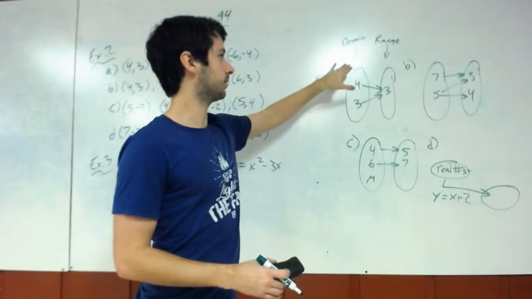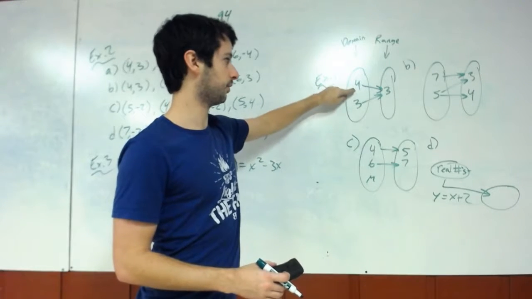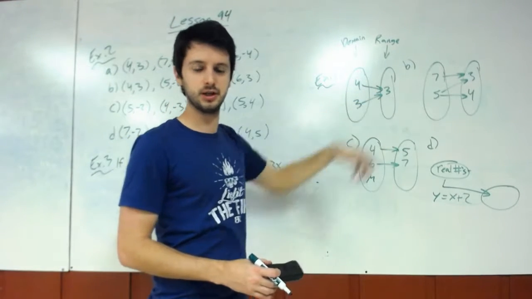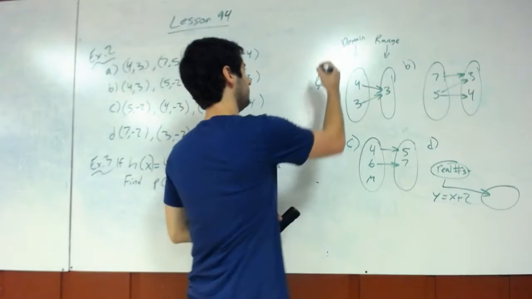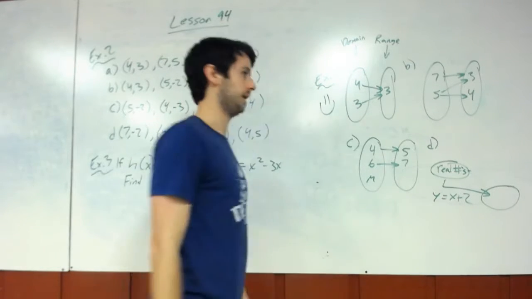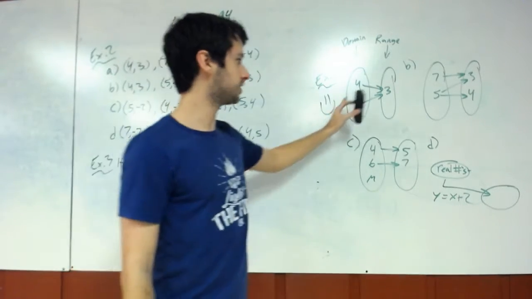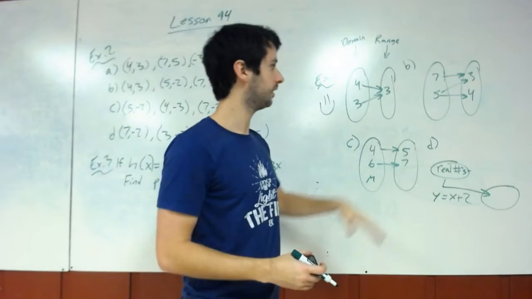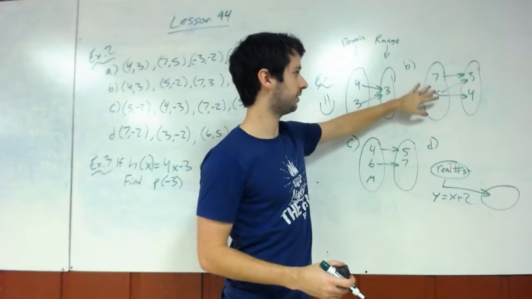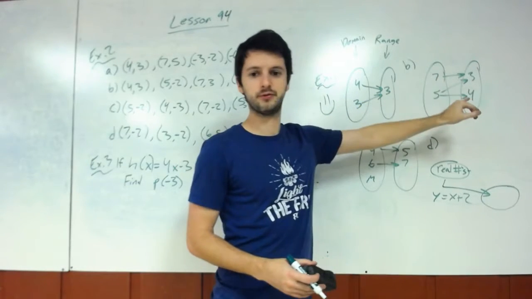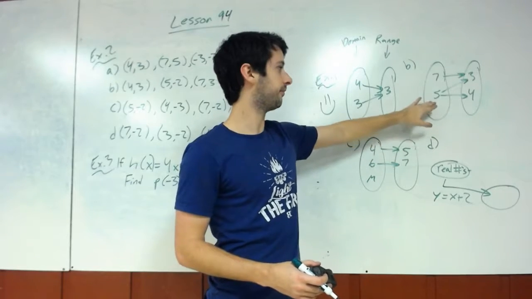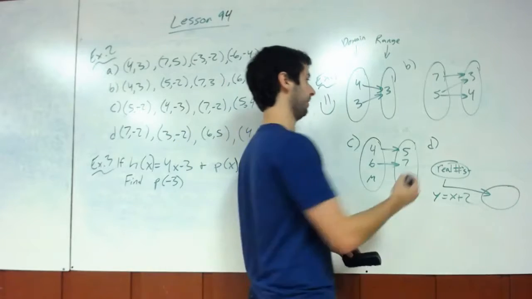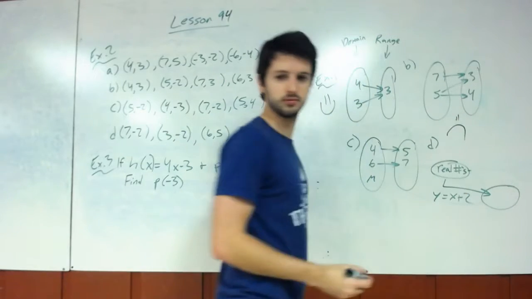So it wants to know if this is a function. Well, because my two numbers in the domain, 4 and 3, both have one answer of 3, yes, that would be a function. Each part of the domain can only have one answer. In part B, it gives 7 going to 3, and then 5 goes to 3 and 4. Well, 5 cannot have two answers. So therefore, it's not a function.